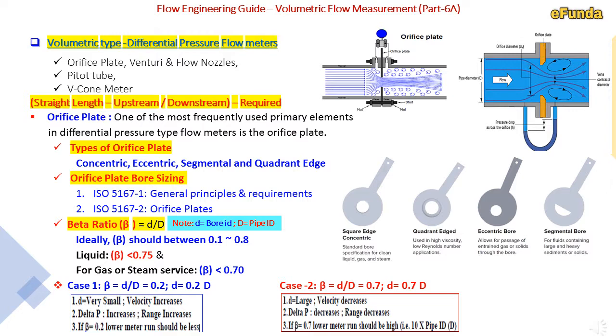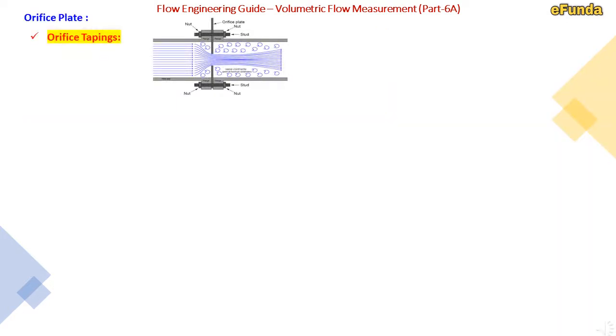Now case 2, beta ratio, that is small d by capital D is equal to 0.7, where small d is equal to 0.7 D. Now we will see the case. Small d is large, that means velocity decreases. When delta p decreases, range also decreases. If the beta ratio is 0.7, the lower meter run should be high, that is approximately 10 times the pipe ID, that is capital D. Now moving on to orifice plate tappings.